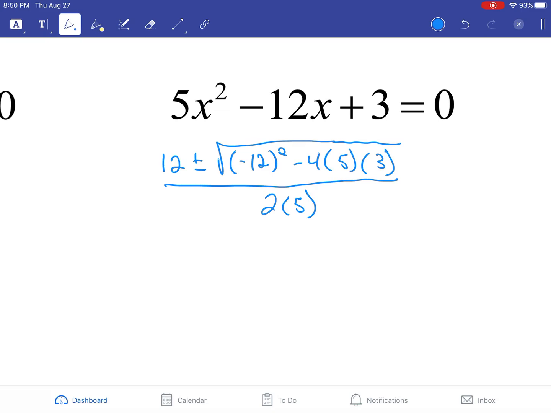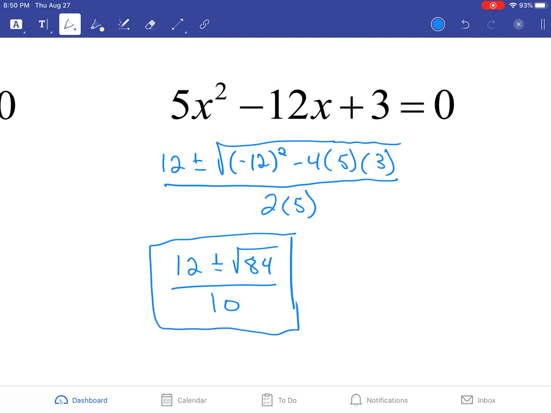So if we do the calculations for the part that's underneath the radical sign, we've got negative 12 squared minus 4 times 5 times 3. It gives you 84. So we have 12 plus or minus square root of 84 over 10. Now, technically, you can reduce this further by finding perfect squares inside the square root of 84. But at this point in time, where we are in our math journey, we're going to leave it right where it is. So this would be your answer for now.